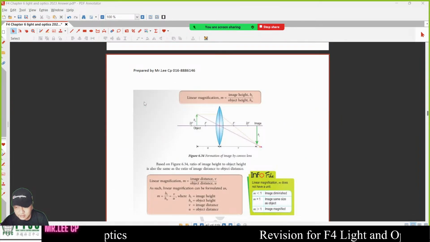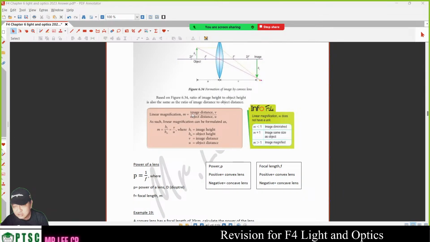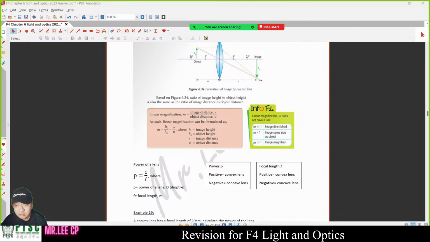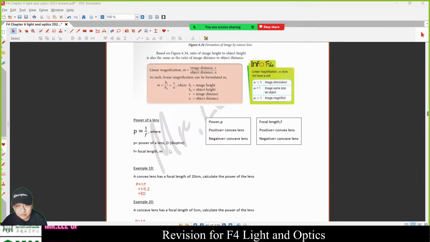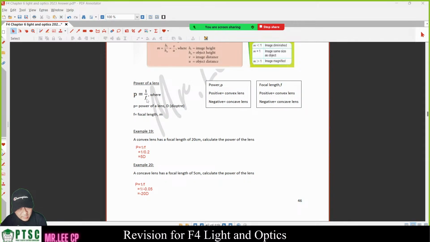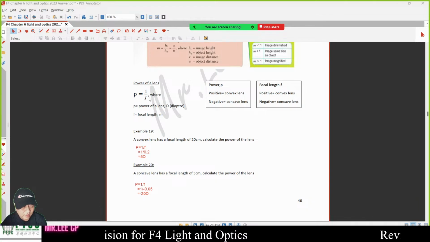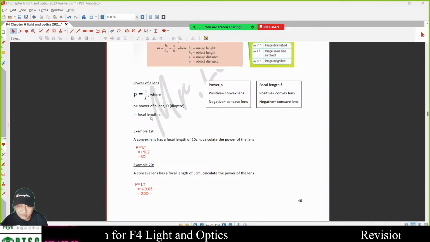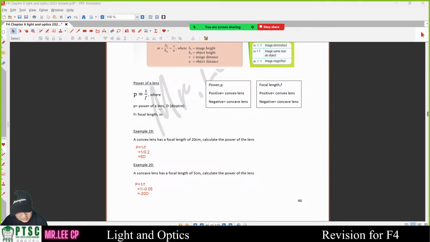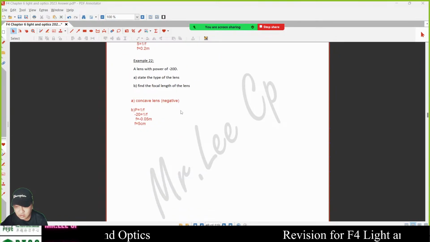Okay. Now, after that, magnification, right? Magnification is equal to V over U, image distance over object distance. This is for calculation. Power is equal to 1 over F, where F is in meters, and power is in D, diopter. This one is easy, so I don't want to repeat.